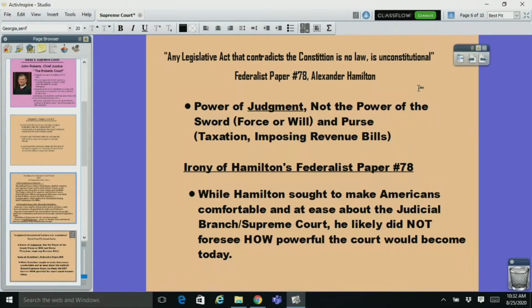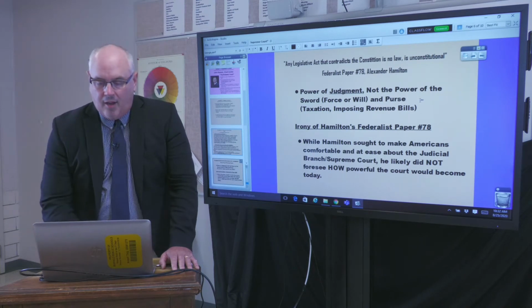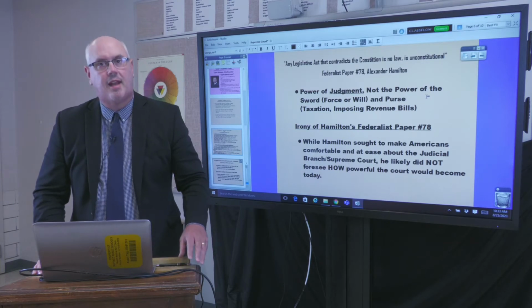As quoted in Federalist Paper 78, Hamilton says any legislative act that contradicts the Constitution is no law, is in fact unconstitutional. In order to make the Supreme Court powerful, however, Hamilton had to do something. He had to make the positions on the Supreme Court permanent positions, and also guarantee the independence of the judiciary, or the independence of the judicial branch from the authorities of the legislative branch and the executive branch.